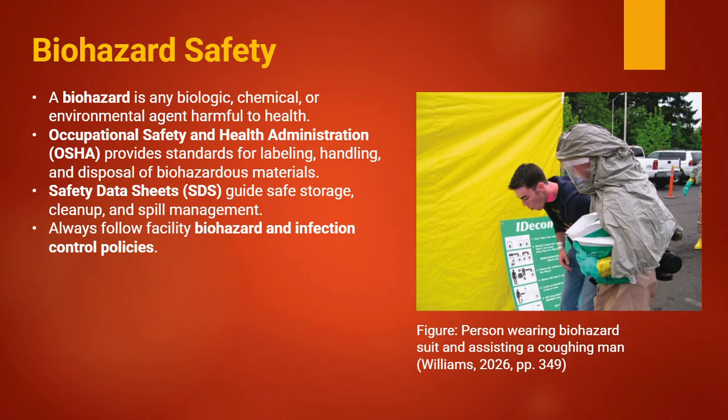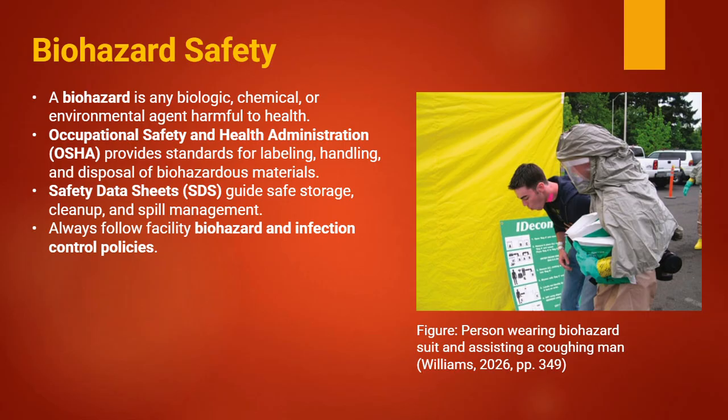One of the most important tools for biohazard safety is the Safety Data Sheet, SDS. Formerly known as the MSDS, these documents contain vital information about every hazardous chemical in the facility. Each SDS lists the substance's physical properties, health risks, first aid measures, storage and handling instructions, and spill cleanup procedures. Every nurse should know where SDS information is stored on their unit. It must be accessible at all times under OSHA's Hazard Communication Standard.